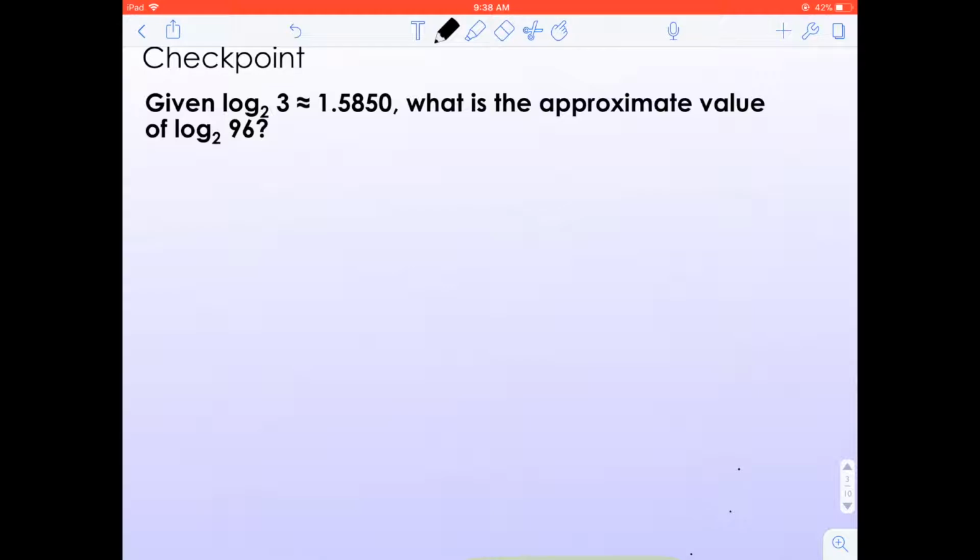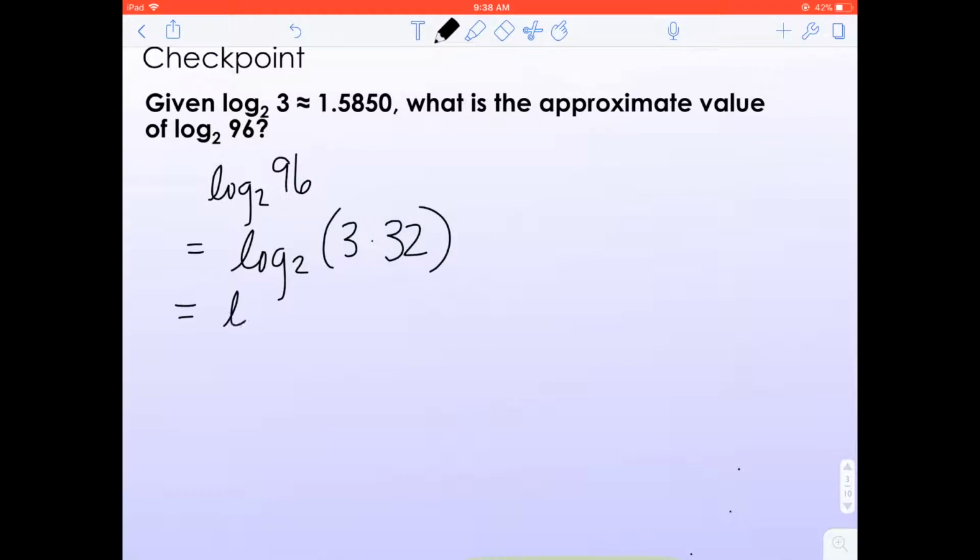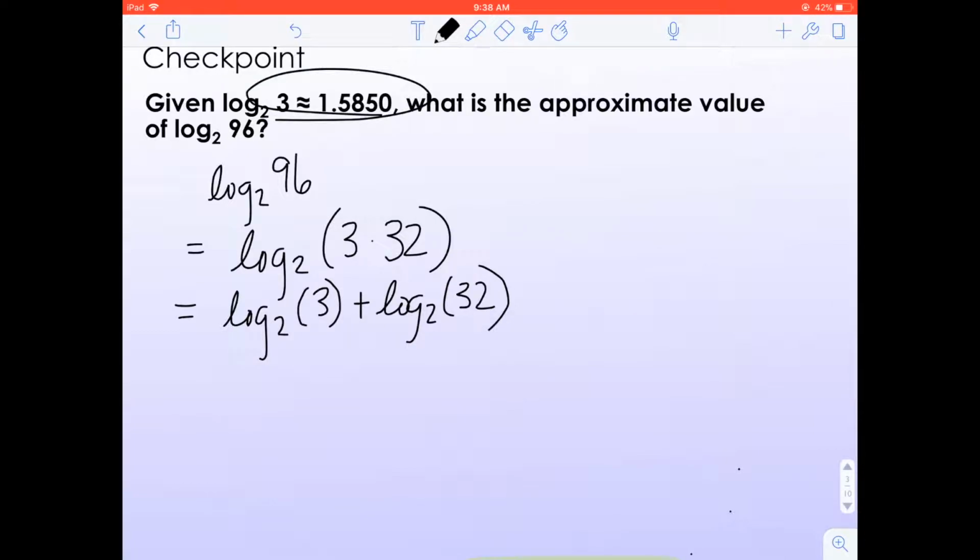So we have log base 2 of 3 is approximately 1.5850. So we want to know what the approximate value of log base 2 of 96 is. So again, we start with log base 2 of 96. We can separate that. So we get log base 2 of 3 times 32. We know using our property that that becomes log base 2 of 3 plus log base 2 of 32. We're told at the beginning that log base 2 of 3 is 1.585. So we'll rewrite that as 1.585.